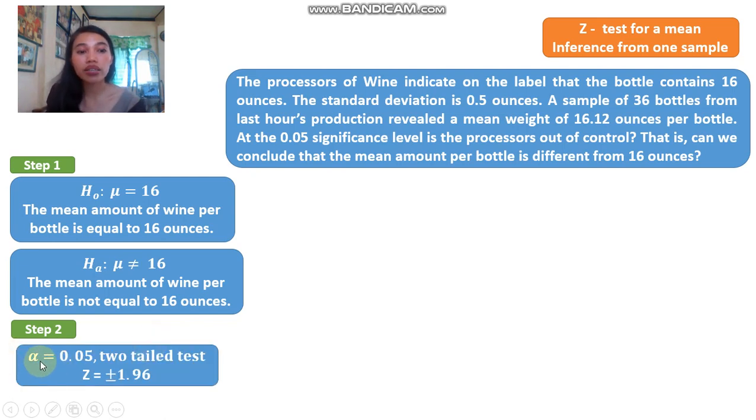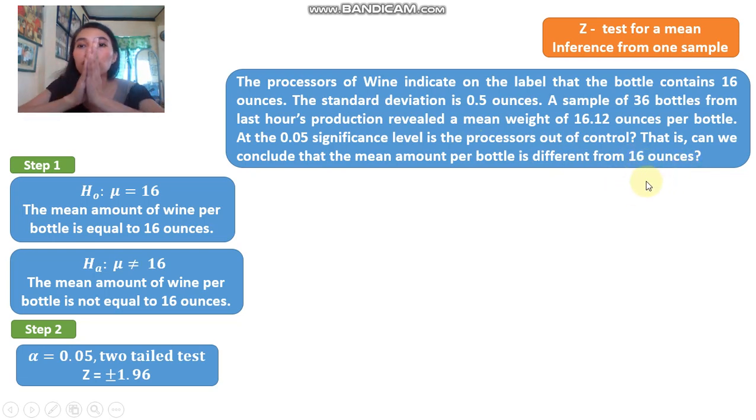So the alpha is 0.05. It was stated here that the significance level is 0.05. This problem is an example of a two-tailed test because of the word different. It is different because you have the point of reference of 16.